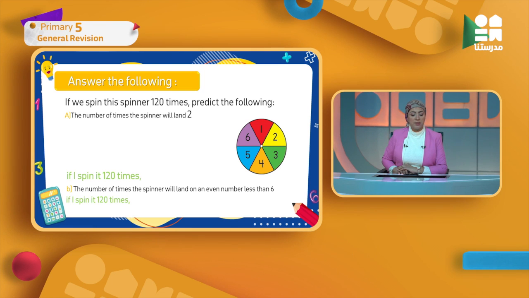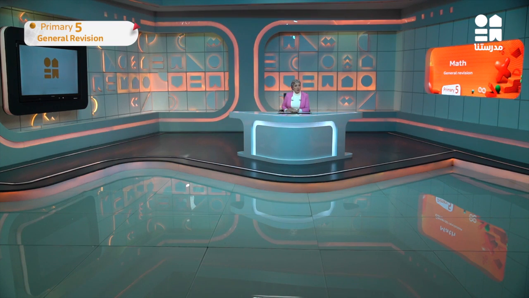If we spin this spinner 120 times, I want you to predict the following. Letter A, the number of times the spinner will land on the number 2, if I spin it 120 times. The second thing, the number of times the spinner will land on an even number which is less than 6, if I spin it 120 times. Let's go to the board to see what we get.